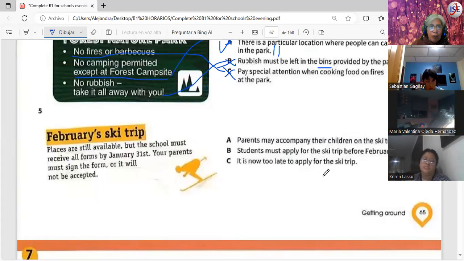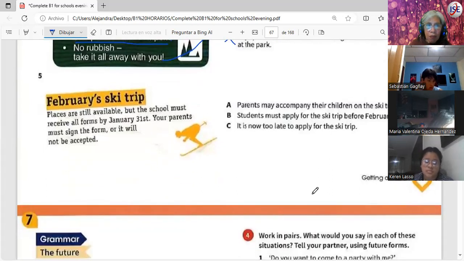February ski trip. Places are still available, but the school must receive all forms by January 31st. Your parents must sign the form or it will not be accepted. A, parents may accompany their children on the ski trip. B, students must apply for the ski trip before February. C, it is now too late to apply for the ski trip. So check and tell me which one is the right one. Check it first.